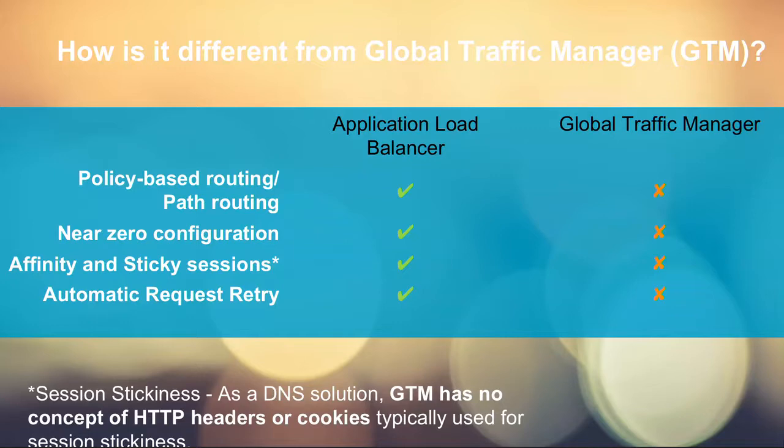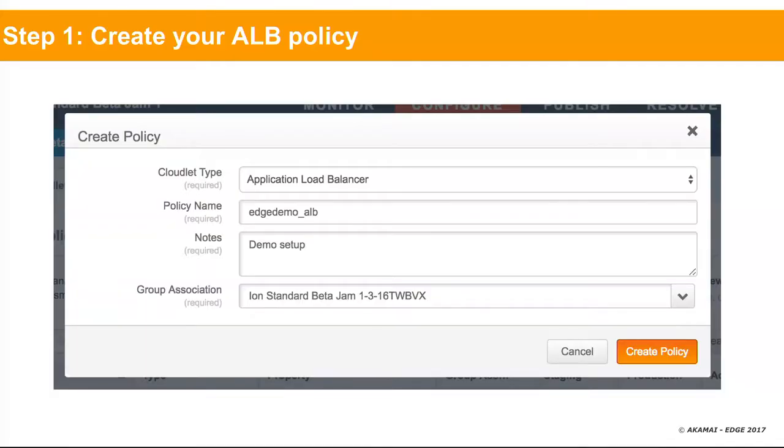Okay, what we're going to look at next is our demo. The very first step that we spoke about earlier is setting up your net storage files. Next, we get into the actual implementation of it. The very first step is to create your ALB policy. The reason why this is important is so that you can reference it within your main delivery configuration.